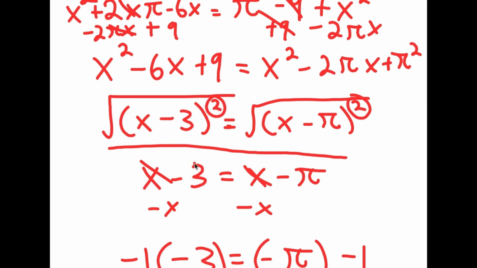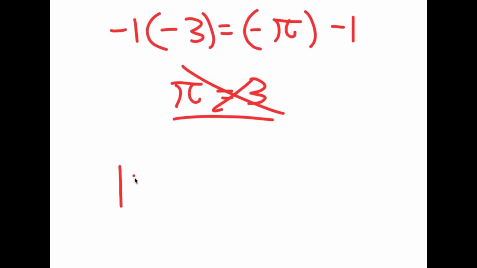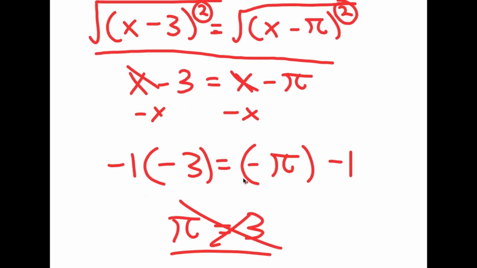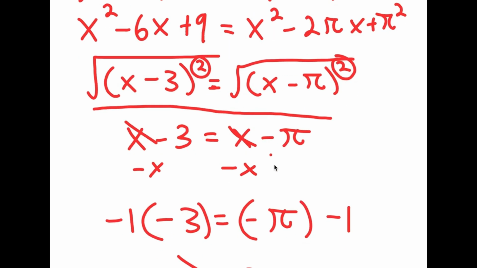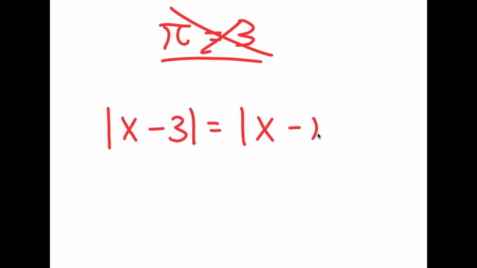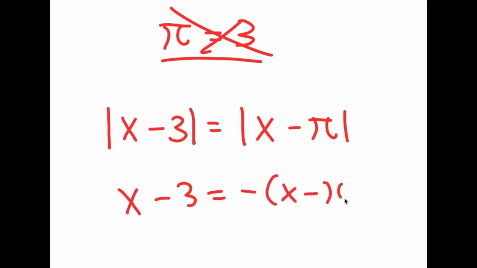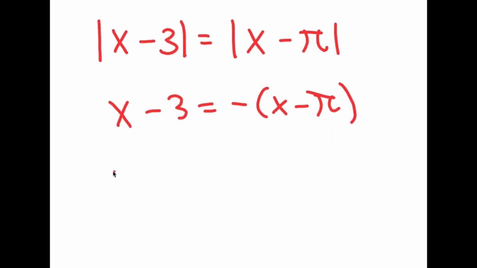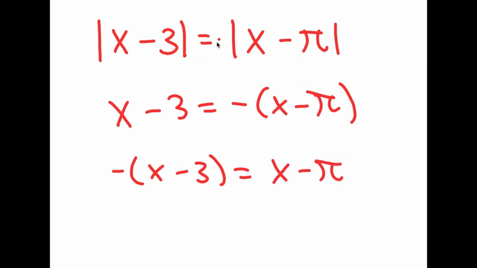The square root of x minus 3 squared isn't equal to x minus 3, it is equal to the absolute value of x minus 3. And the same goes for the square root of x minus pi squared. It's not equal to x minus pi, it's equal to the absolute value of x minus pi. The reason this is so important is because now I get x minus 3 is equal to negative x minus pi, or also negative x minus 3 is equal to positive x minus pi, since we're taking the absolute value of these two.